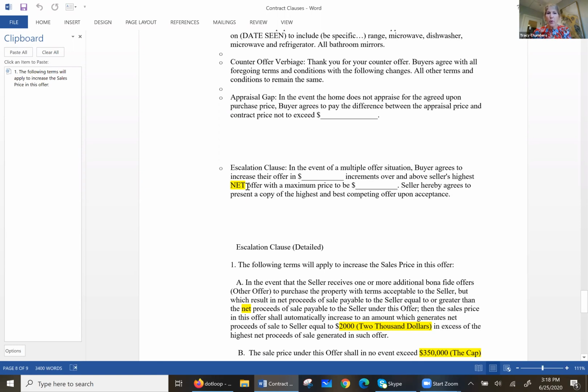But why is this important, guys, to have a net offer? What do they mean by the net offer? Like if an offer is asking for closing costs or asking for the seller to pay for a home warranty, that takes away from their proceeds. Right. So let's say it's a $200,000 house. They've got $5,000 in closing costs. Well, that's really the net offer, $195,000.